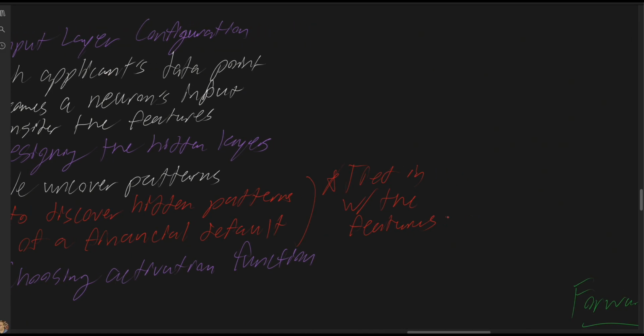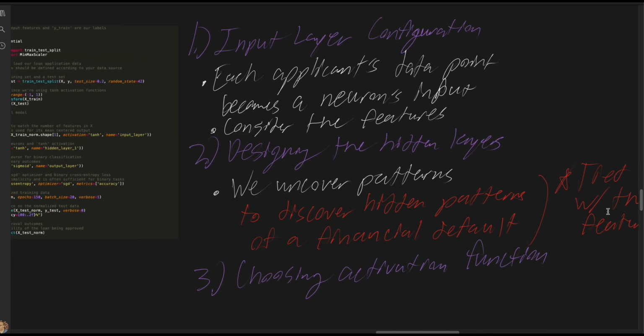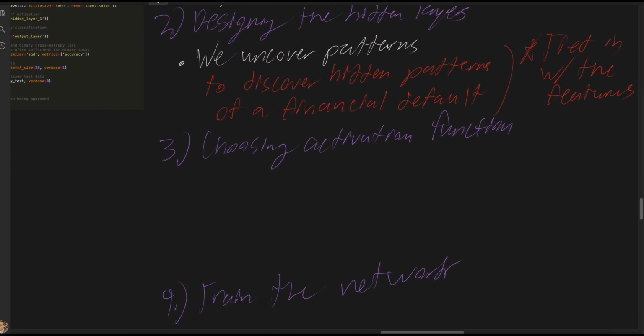Of what we want to capture. When we choose an activation function, that means in the context of the bank scenario, we might prefer the hyperbolic tangent activation function in our hidden layers for the centered range.